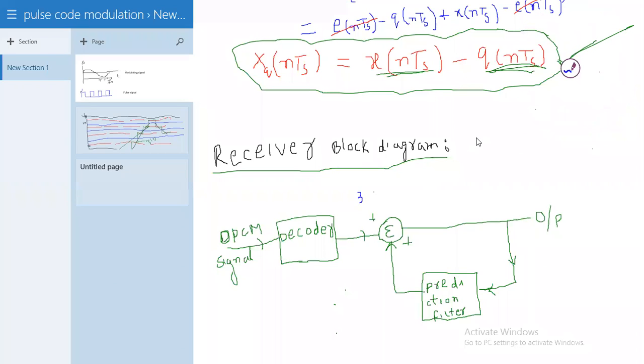3, 2, 1, 0, 0. How many zeros are there? 3 zeros. 0, minus 2. Am I correct? This is the output at the output of the decoder. Yes, ma'am.